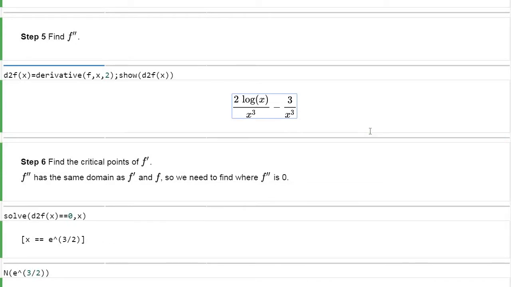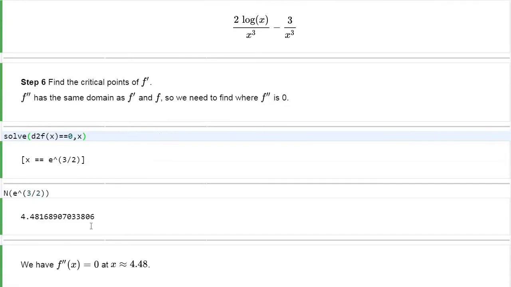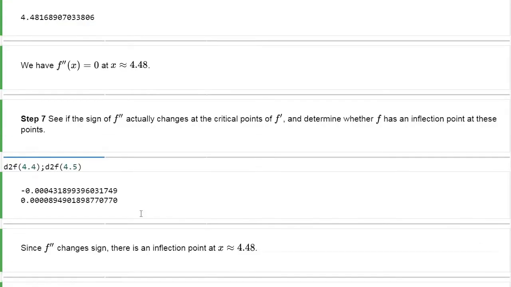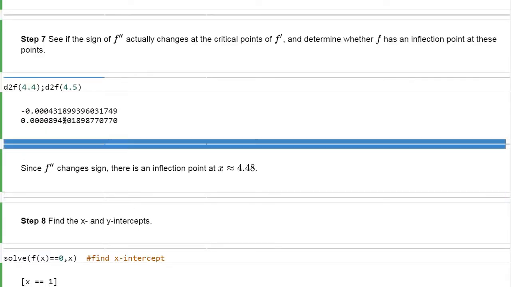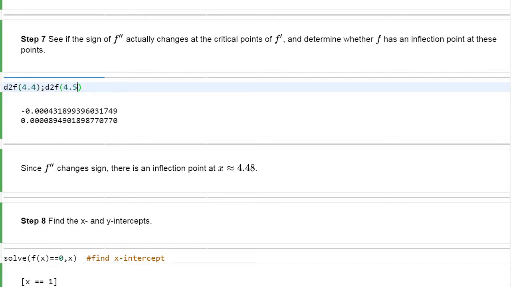Here's the second derivative, again with the same domain as f and f prime. There is one critical point for the second derivative, where the second derivative is 0, and that's at e to the 3/2. Here I calculated it, it's roughly 4.5. That is my potential inflection point. Is it an actual inflection point? I took something to the left and something to the right. Did the sign change? Yes, so there is an inflection point at roughly 4.5.